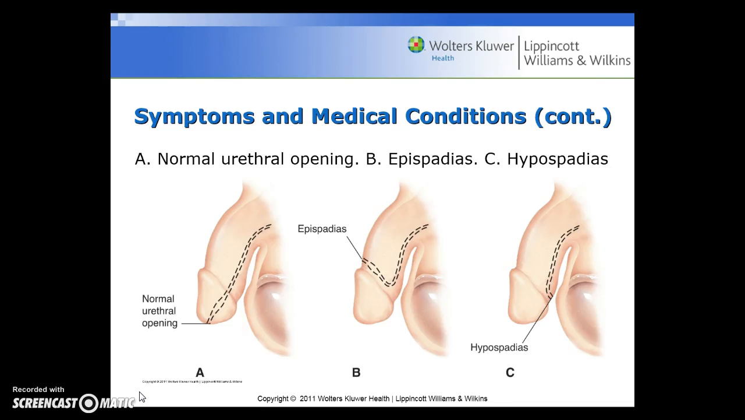So here in A, we see the normal urethral opening through the tip of the penis. The epispadias is where the urethral opening opens at the top of the penis, and hypospadias is where the urinary opening opens at the bottom of the penis.